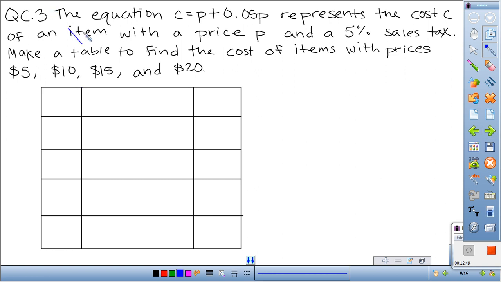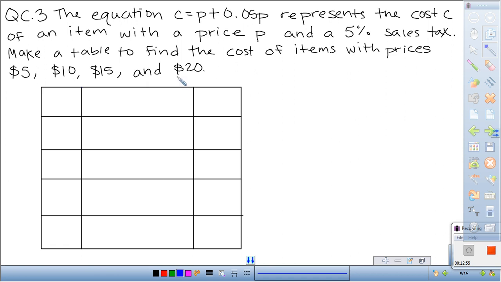All right, quick check 3. The equation C equals P plus 0.05 times P represents the cost C of an item with a price P and a 5% sales tax. Make a table to find the cost of items with prices $5, $10, $15, and $20.